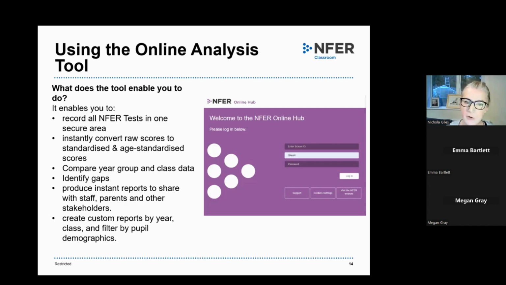And then you can compare your year groups or your class data. You can identify those gaps, something that Kira mentioned earlier. And you can start to produce instant reports to really scrutinise and get that level of trends or patterns within your school or within classes. And then you can create some custom reports as well.